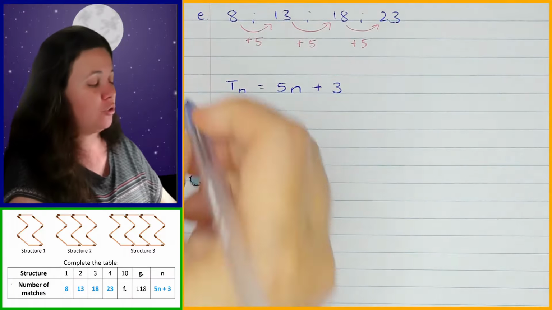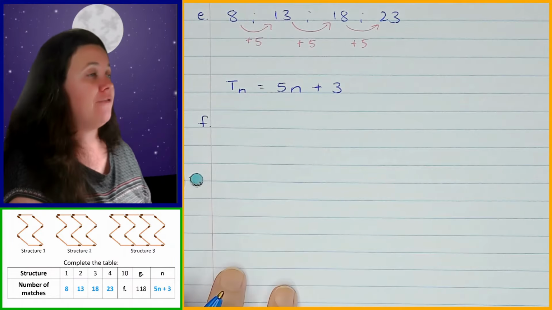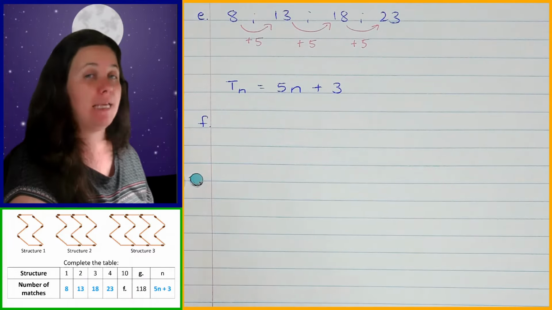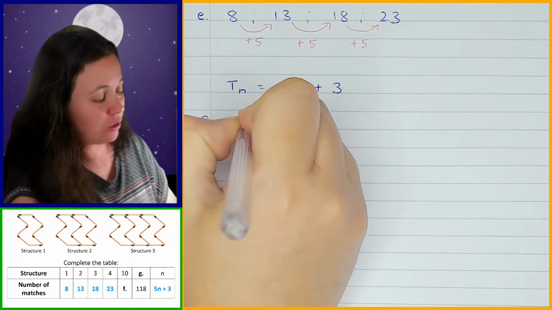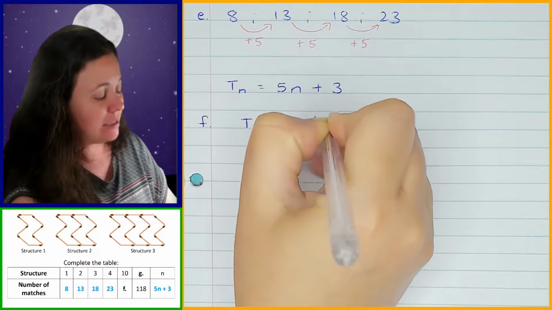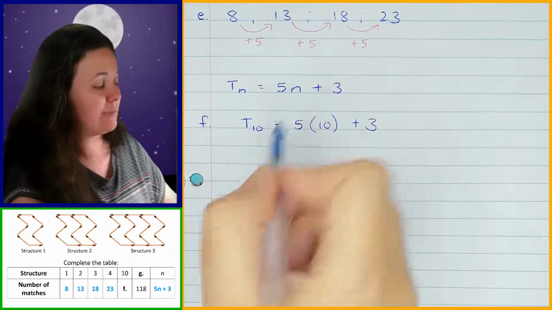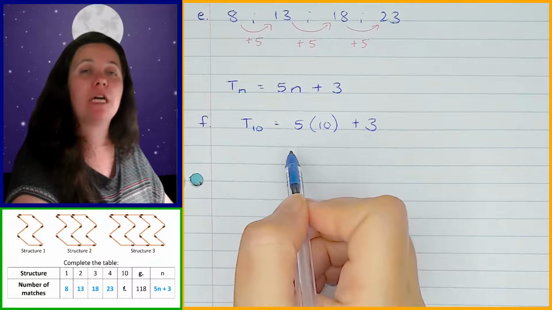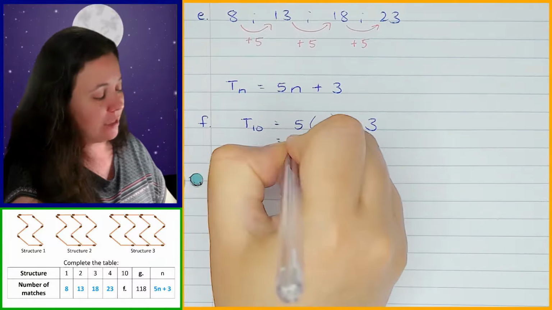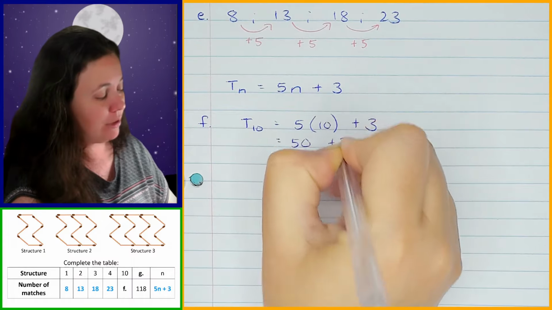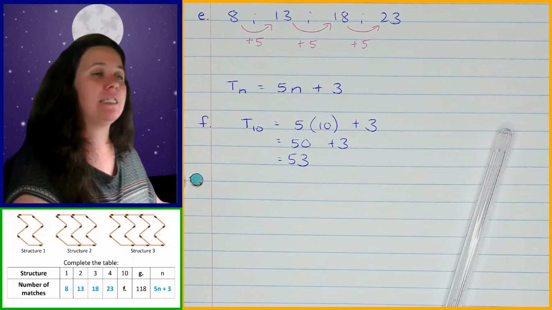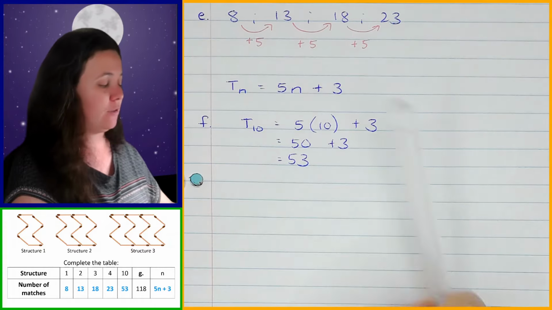Now let's go on to F. For F, we've been given the structure number 10. Structure number is the same as the n value. So in my rule, I've got T10 equals 5 times 10 plus 3. I'm substituting in 10 because I want to work out how many matches there are in the 10th structure. So that's 50 plus 3 gives me 53. So the number of matches in the 10th structure is going to be 53.